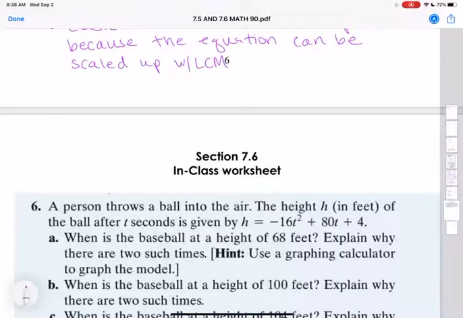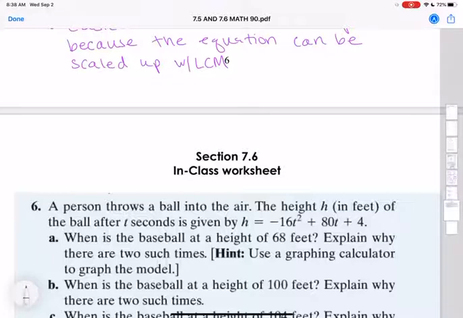All right, here we are. The last section of this unit is 7.6. And what we are working on today is to use factoring, which is what we've been working on the whole unit, to make predictions with quadratic models.